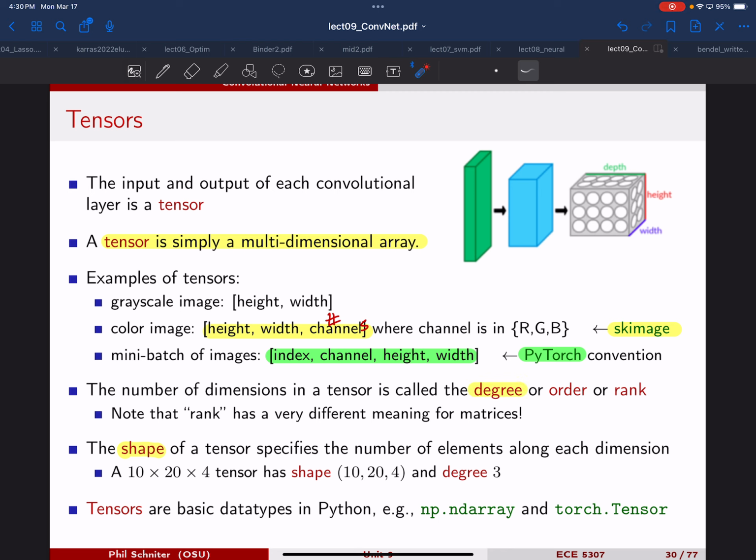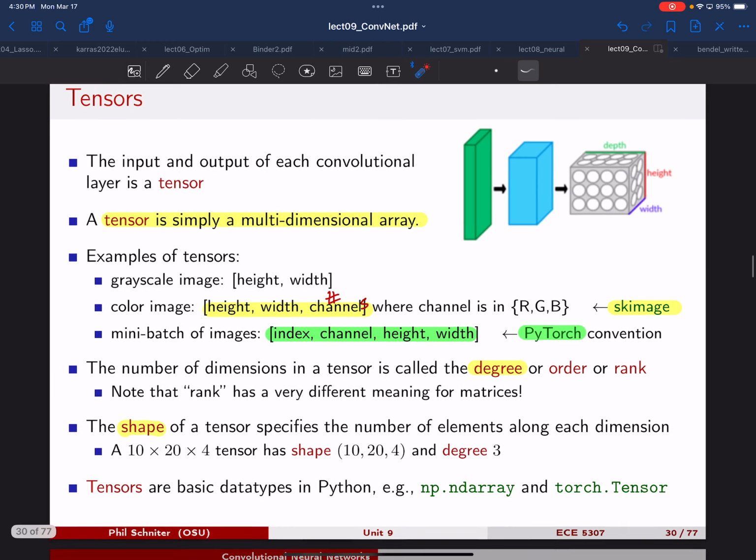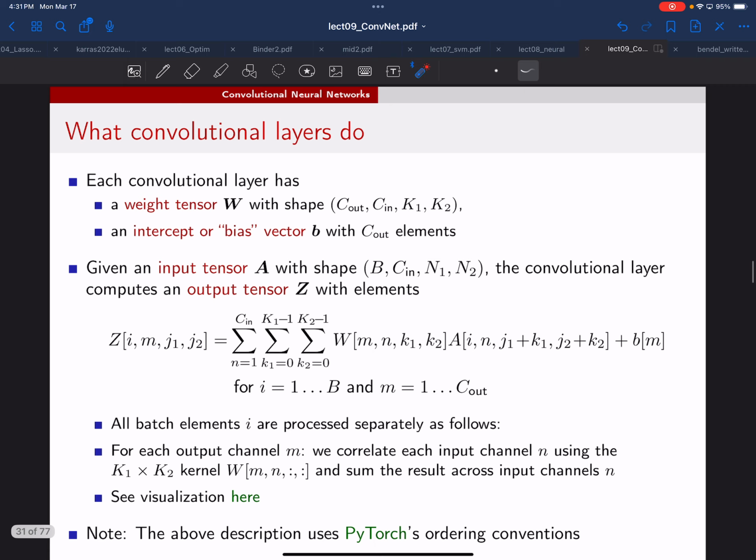And you've been working with tensors already. In NumPy, they're ND arrays, and in PyTorch, they're torch tensors. Okay, so any questions? Okay, great. So now we can talk about convolutional layers.